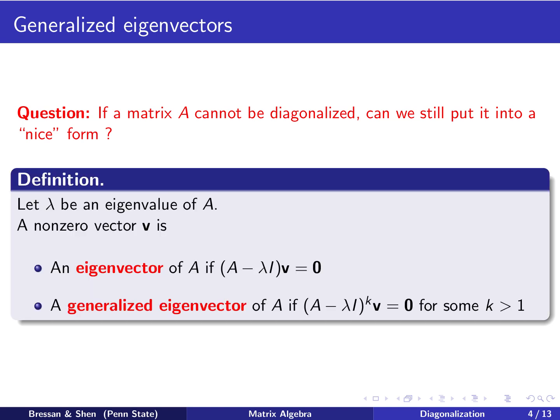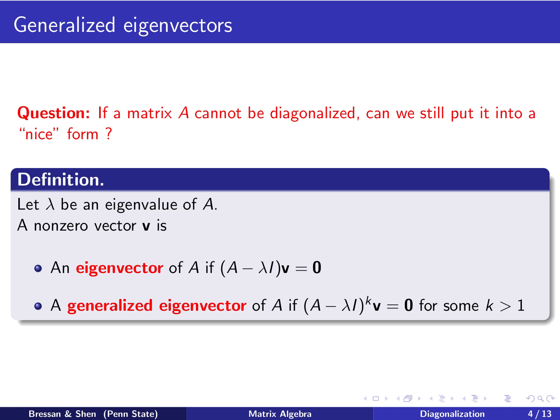Here's the definition of something called a generalized eigenvector. Let's go through it. Let lambda be an eigenvalue of A. Then a non-zero vector V is the following. In the first case, it is an eigenvector of A if we have A minus lambda I times V equals 0. That we are familiar with. If it's a solution for that, that is an eigenvector.